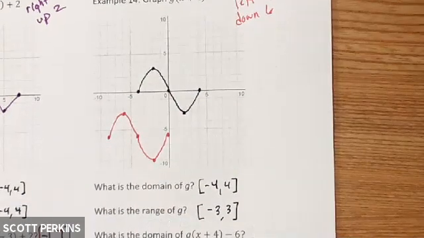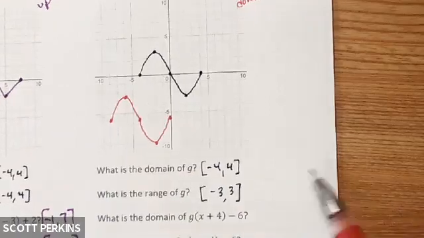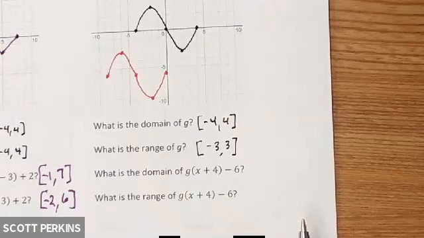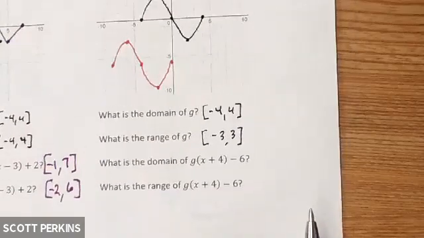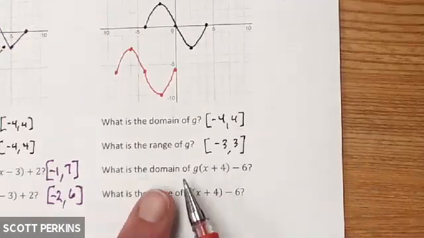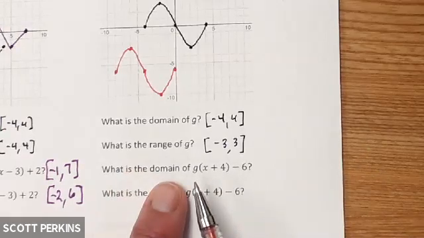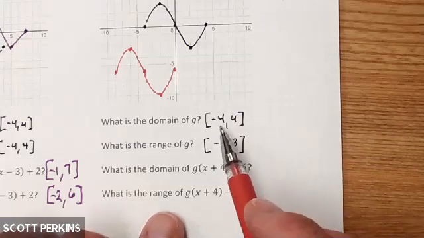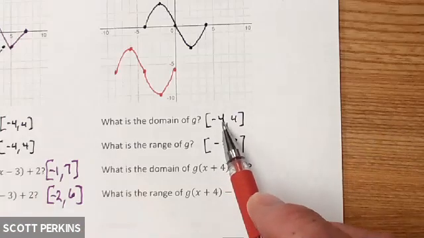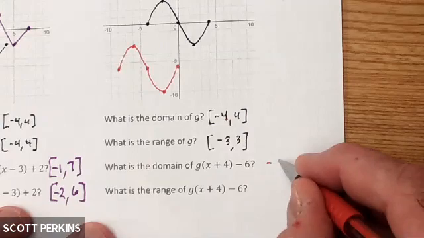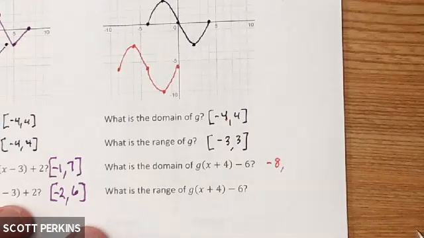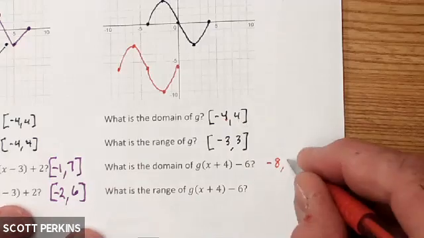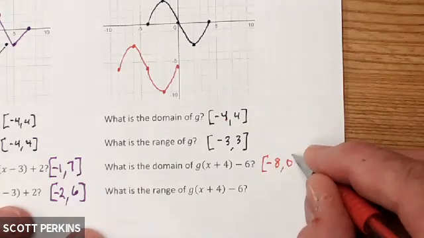From previous problems, or just from looking at the graph, the domain is negative 4 to 4. The range is negative 3 to 3 of the original graph. Now my new graph, I moved left 4, down 6. So the domain is affected by the left 4. If I move negative 4 minus 4 more, that's going to be negative 8. And then when I take 4 minus 4, that is going to be 0. Okay, so negative 8 to 0.